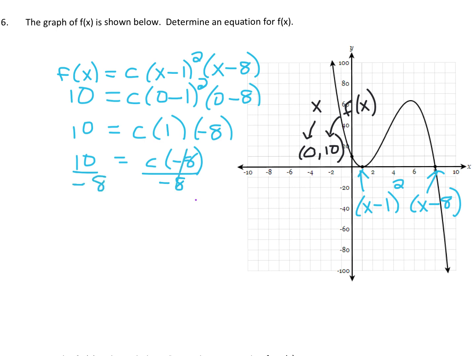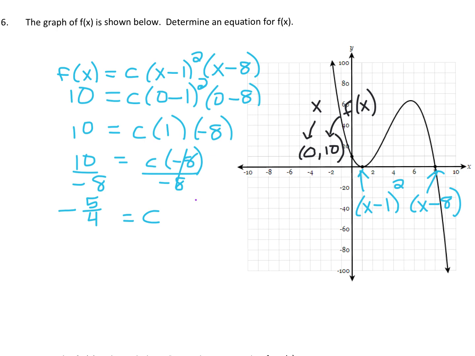All right, so we get c equals, and I'm going to just simplify this to negative 5/4. If you do want to write it as a decimal, this is equivalent to negative 1.25. So if you prefer decimal form instead, go for it. I'm going to leave it as a fraction though.